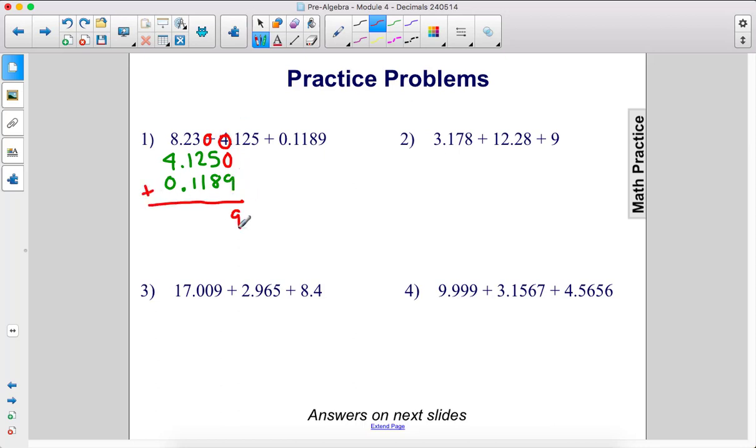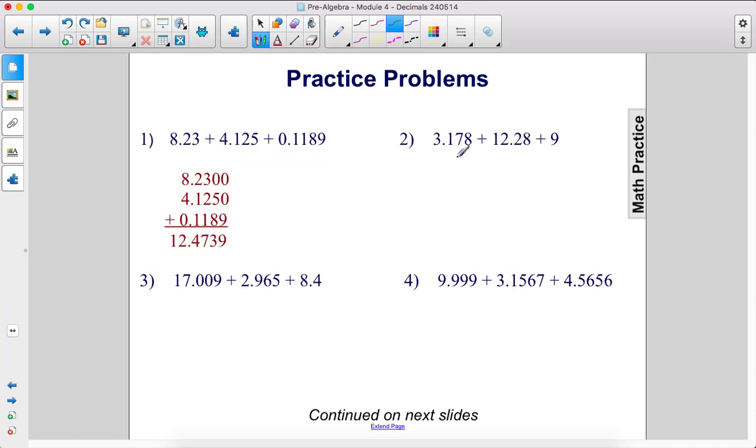So that column is a 9. This column, 8 plus 5 is 13. Put a 3, carry the 1. 4, 5, 6, 7. 2, 3, 4. Drop down the decimal. 8 plus 4 is 12. So the answer is 12.4739.